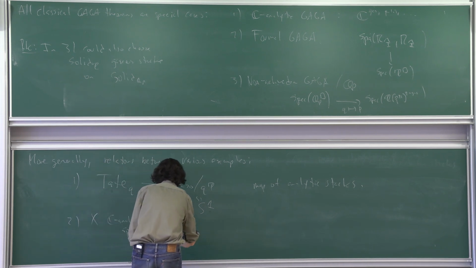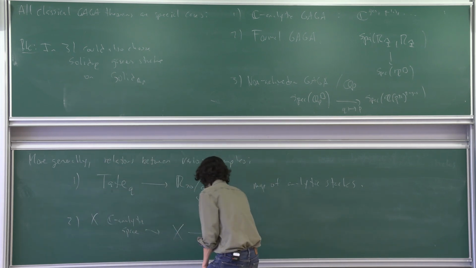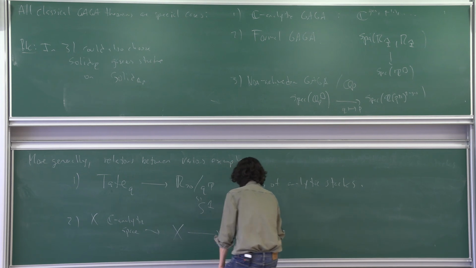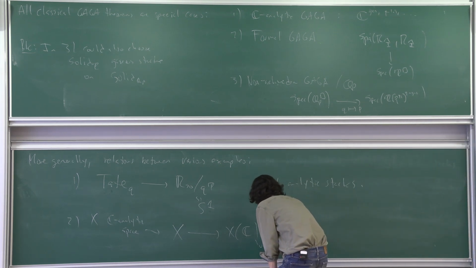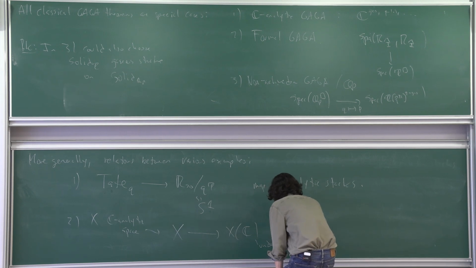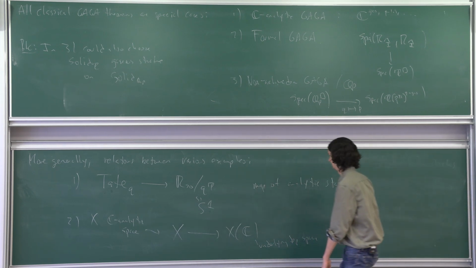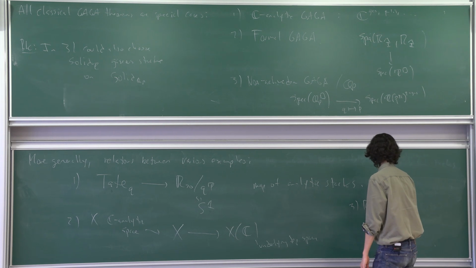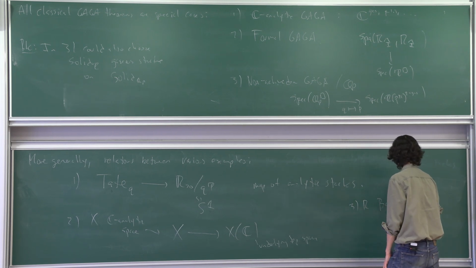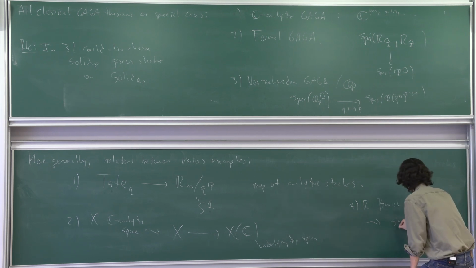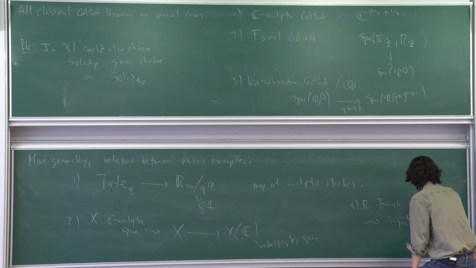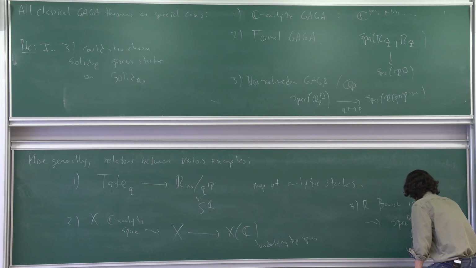then you want X to map to its underlying topological space, X of C. And if, say, R is a Banach ring, then you want its liquid spec to map to the Berkovich spectrum.